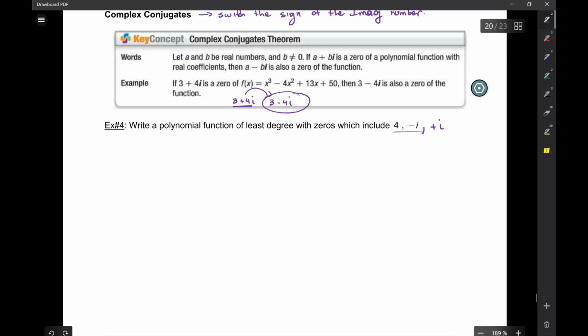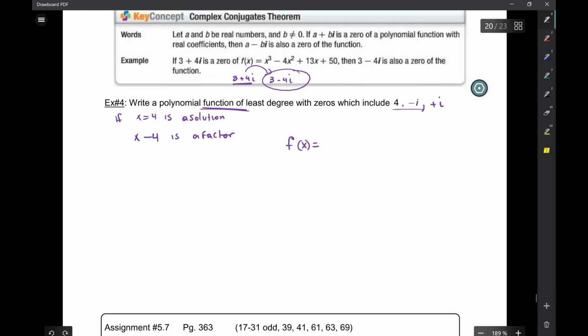So now, remember what I said before. If x equals 4 is a solution, then x minus 4 is a factor, right? So now, if I want a polynomial function, then that's f of x equals. Now, I take each of these numbers and I'm going to do x minus that number, 4. X minus negative i, it'll be x plus i. X minus positive i.